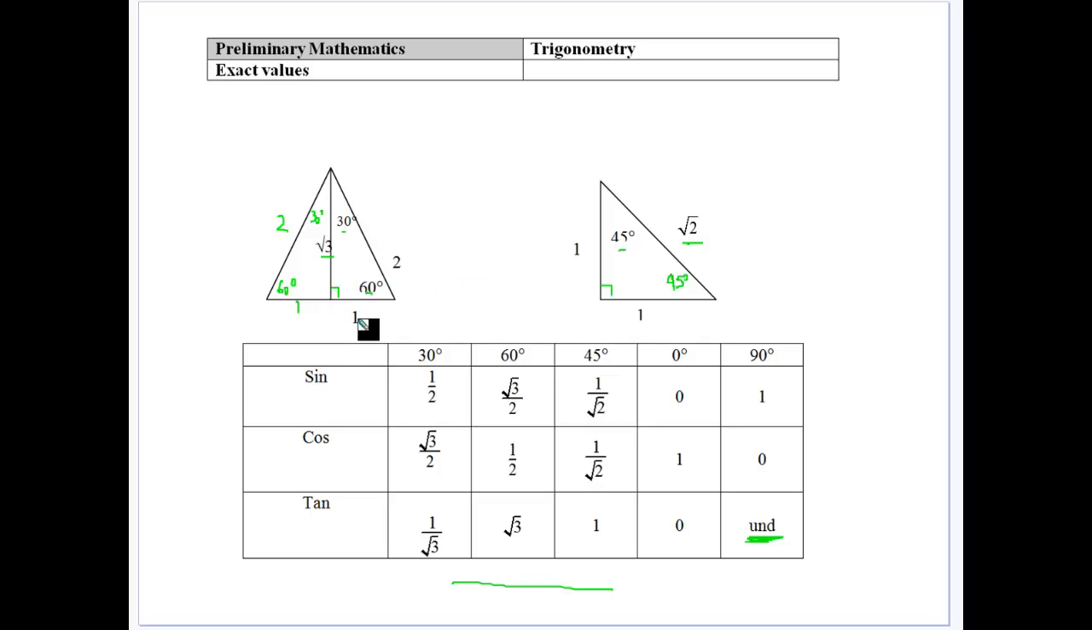So there we go. Be able to use them, be able to apply them as we go through the course, because the questions will ask you to leave your answers in exact form, and it'll be dealing with 30, 60 or 45 a lot of times in those questions.